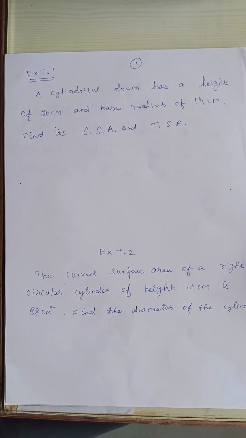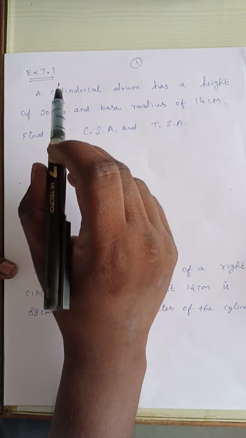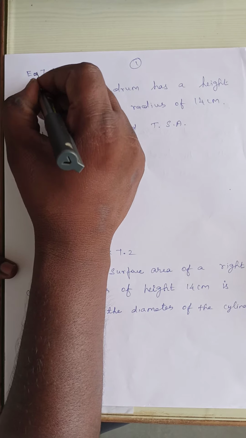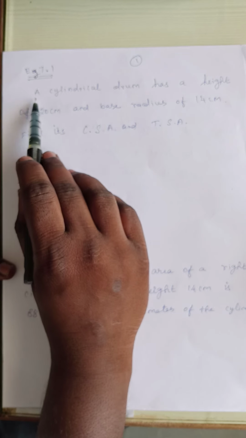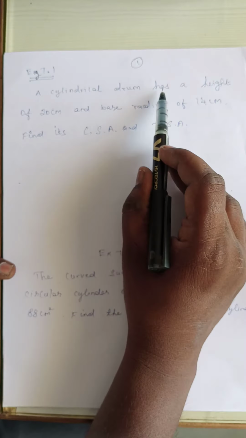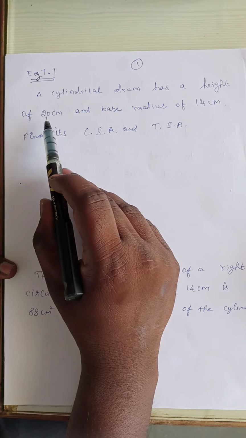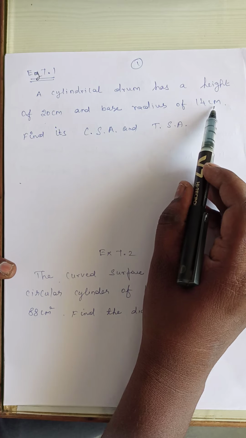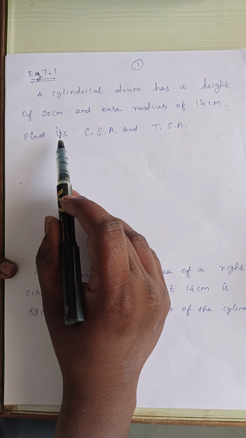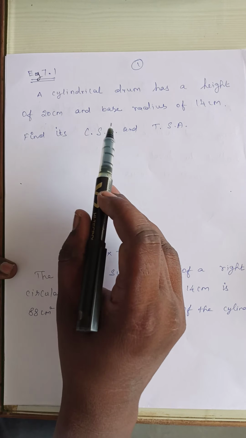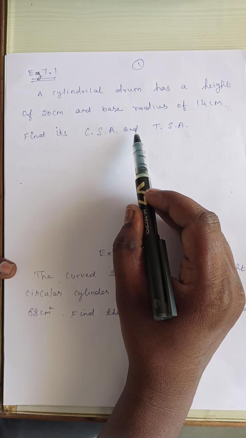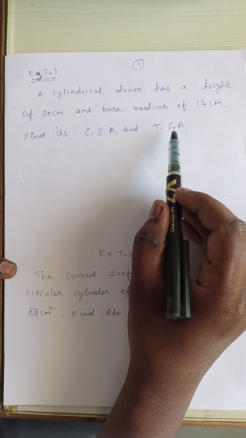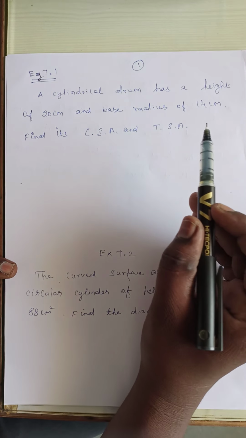7.1 question, look. Example 7.1. A cylindrical drum has a height of 20 centimeter and a base radius of 14 centimeter. Find its curved surface area, that is CSA, and TSA, that is total surface area.